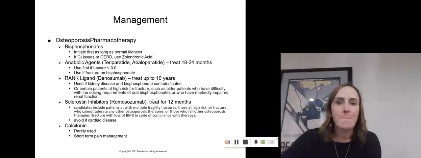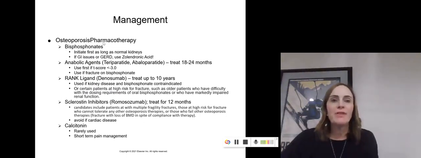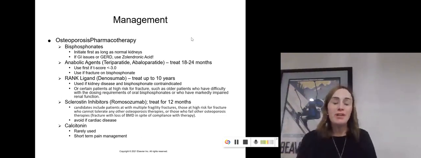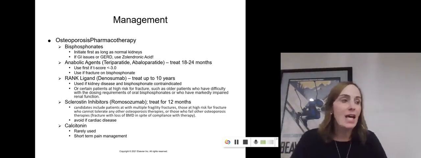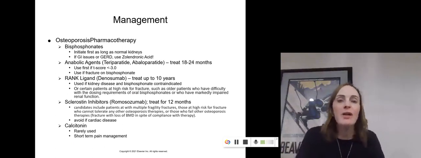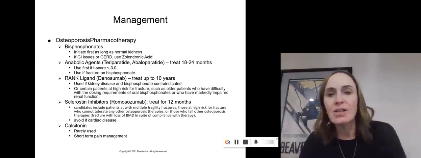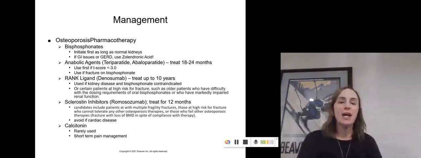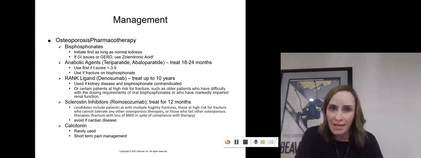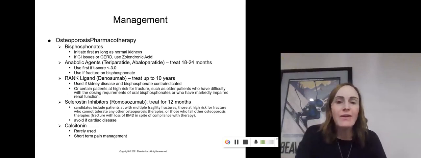And then osteoporosis pharmacotherapy. Sorry about the lack of space. So when you're ready to treat your patients, you've got to now decide what you are going to treat them with. Well, typically the mainstay of treatment is bisphosphonates. Bisphosphonates are drugs that help regulate the osteoclasts when they get out of control, and they're typically used first line as long as the kidneys are normal.